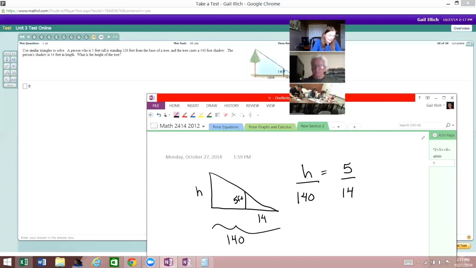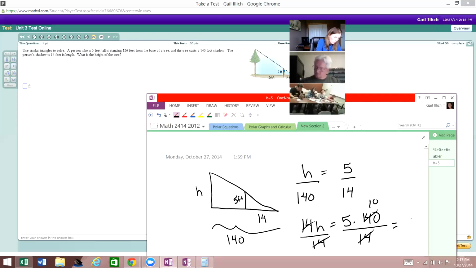And then you can cross multiply, or you can do it fancy like Christina. Christina might already know the answer to this, but I'm going to cross multiply, and I got 14H is equal to 5 times 140, and I divide by 14, and 14 goes into 140 10 times, so I do actually get 50. So, Christina, did you just kind of look at it and realize it was going to be 50?